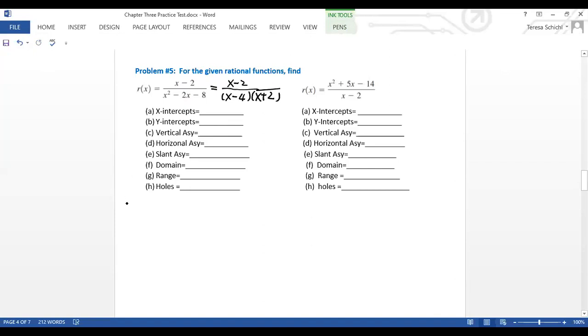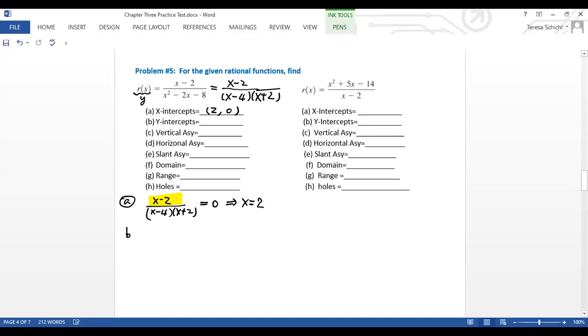Now let's take a look. What is the x-intercept? The x-intercept is y equal to 0, right? That means this is my y, so x minus 2 over x minus 4, x plus 4, equal to 0. We know a fraction equals 0 only when the numerator equals 0, correct? So x equals 2. My x-intercept is (2, 0).